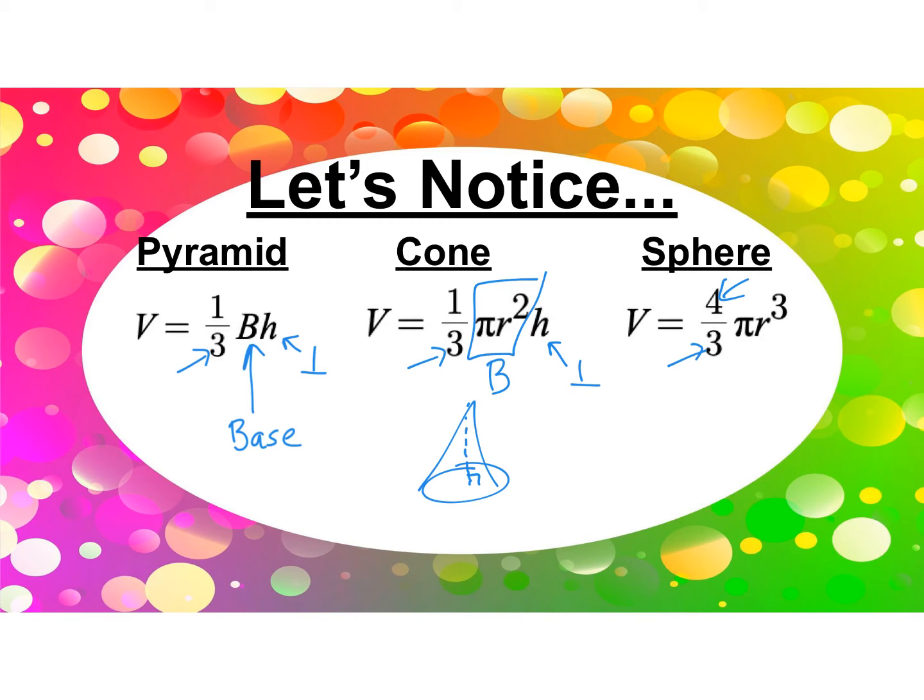And then with the sphere, we see a pi again. And this time we have an r cubed. So you'll hit whatever number, if you're doing 8, and then you're going to hit the caret button and then the 3, and that will cube it. And that's the first time we're seeing our cube in our equation. Notice that the cone has a square.